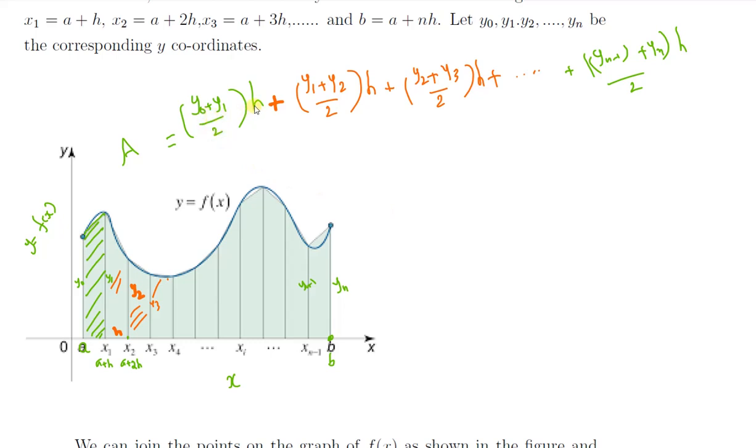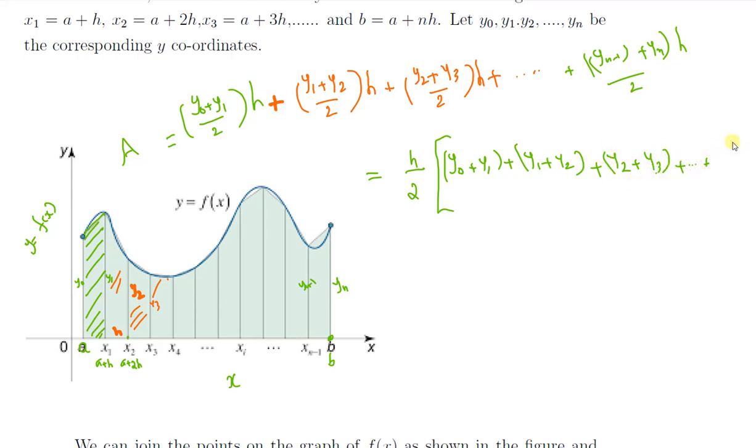This is y0 into h by 2. In all these terms there is an h by 2. This is h, this is divided by 2, here divided by 2 and it's multiplied by h. So h by 2 we can take outside. So what is this? y0 plus y1, plus for the second term, h by 2 we have taken outside, this is y1 plus y2. For the third term, h by 2 we have taken outside, this is y2 plus y3, plus etc.